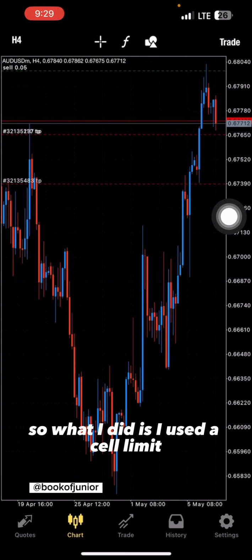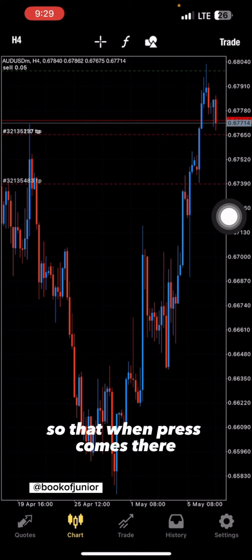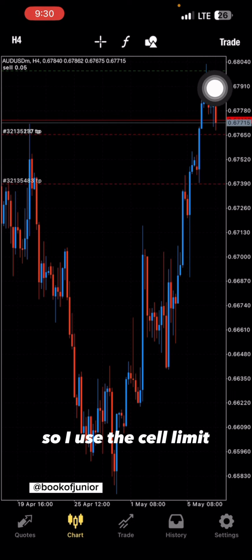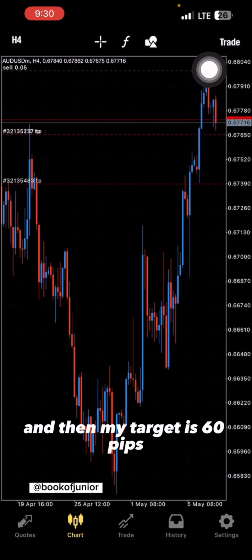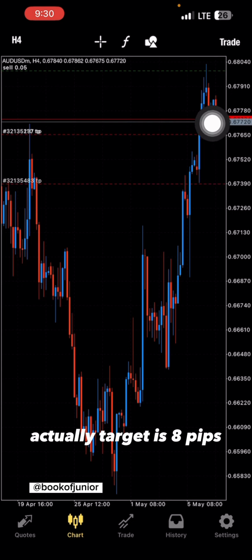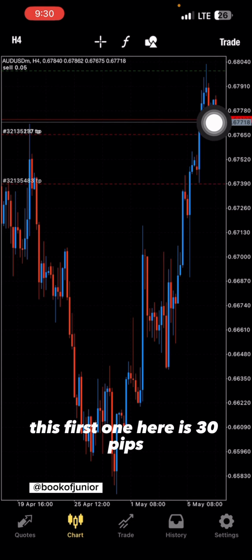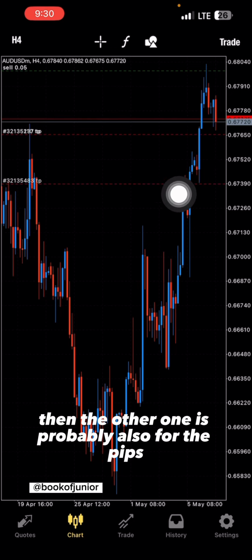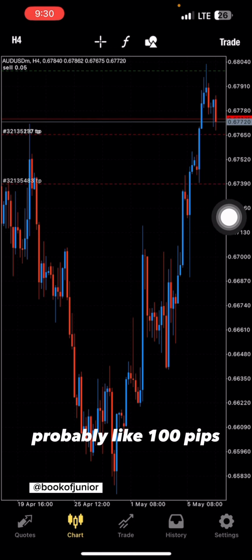So what I did is I used a sell limit, so that when price comes there, it just bounces off and starts coming down. So I use the sell limit, risking only 30 pips. And then my target is 60 pips. So this first one here, actually my target is 80 pips. This first one here is 30 pips, first take profit. Then actually this first take profit is 40 pips. Then the other one is probably also 40 pips, probably like 100 pips.